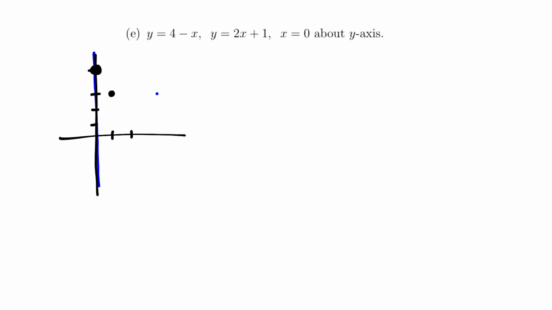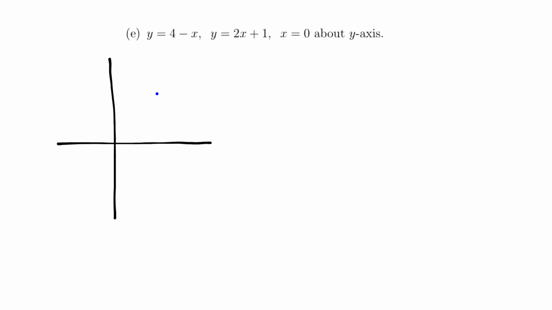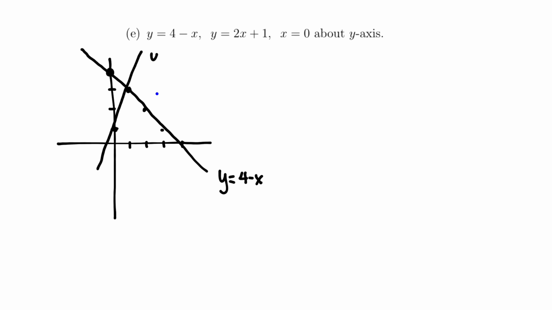So 2, 3, 4. Oh, that's not good. Let me do this better. I need to be nicer. You know what? I should actually put some graph paper on here. Oh, I should have brought you guys some graph paper. Graph paper is the bomb when it comes to graphing these things. So we've got a straight line, y equals 4 minus x. And then we've got another line, y equals 2x plus 1.